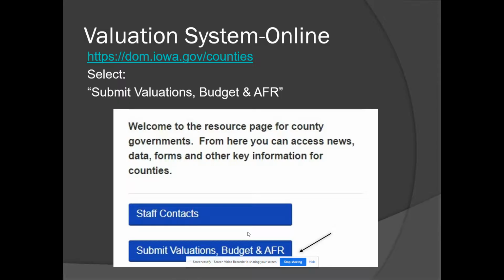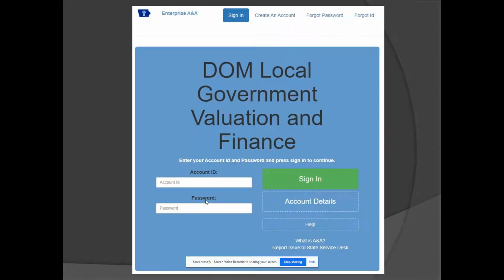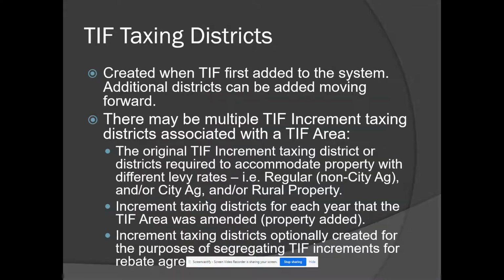So if you have a situation where you need to add new tax districts that are TIF related into the valuation system, of course, the first thing you'll need to do is to log into the system. And you do that by going to the county resource page and going to the button that says Submit Valuations, Budget, and AFR. Of course, you will log into the system using your same Enterprise A&A account ID.